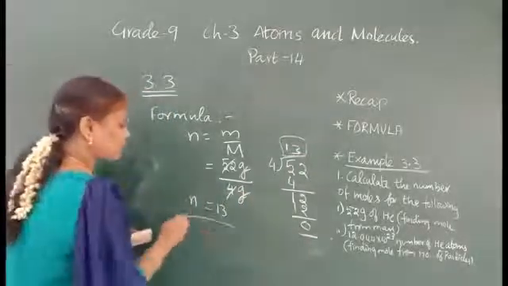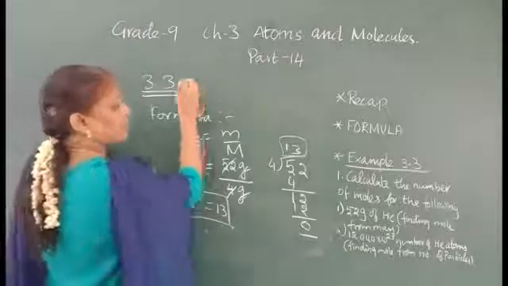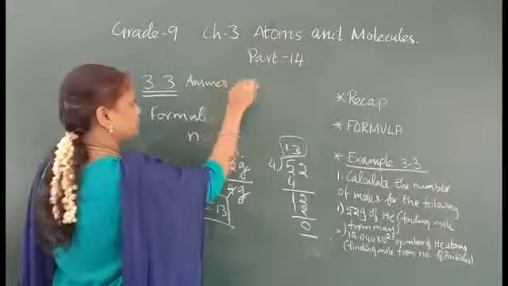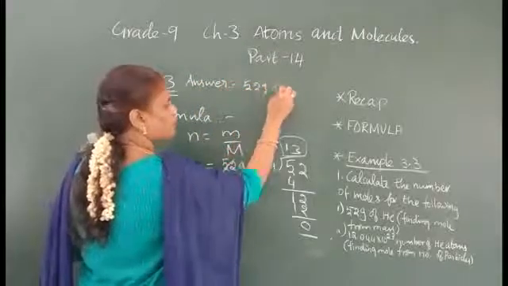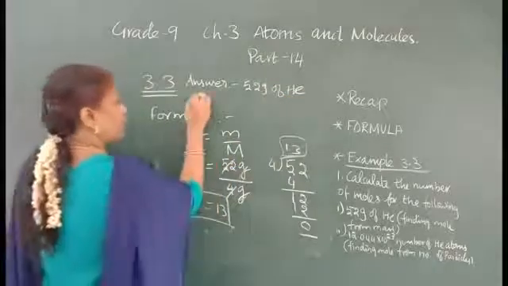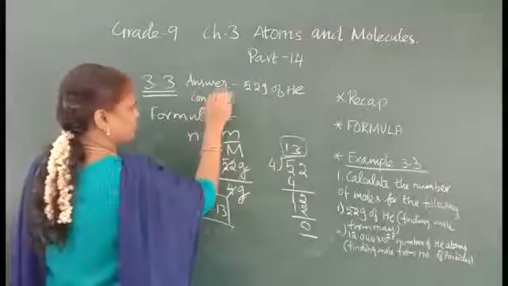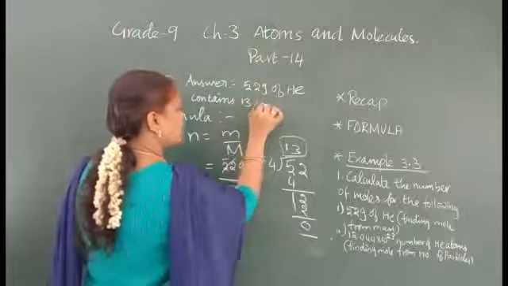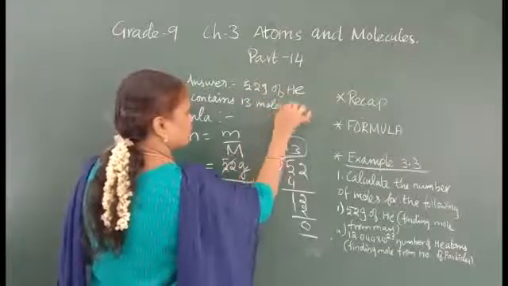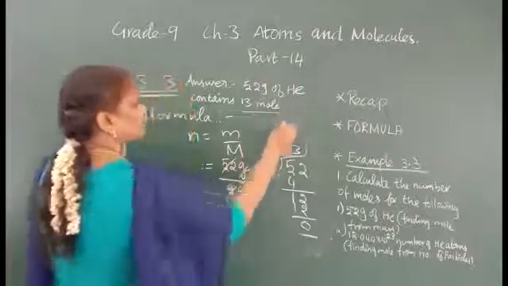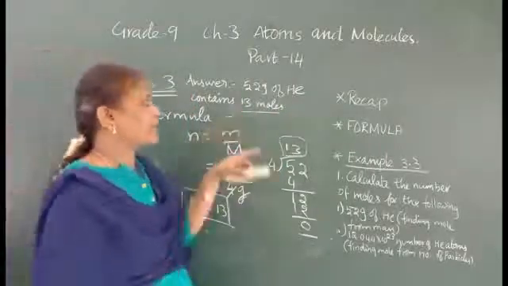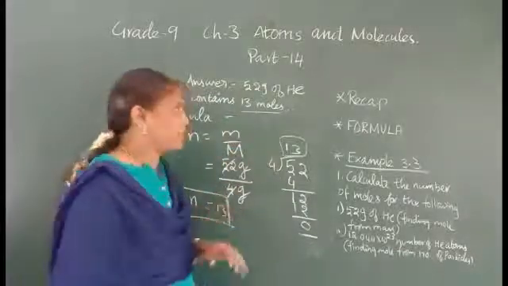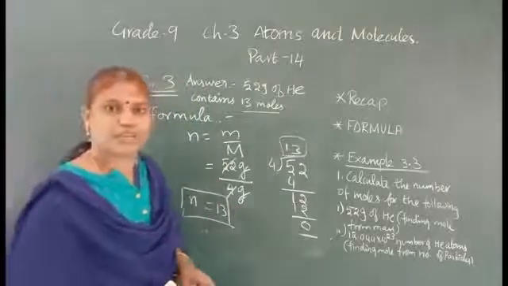So what is the answer? Number of moles equal to 13. How can you write it? Okay. What is the question? Answer: 52 gram of helium contains 13 moles. Okay. How many moles are there in this 52 gram? There are 13 moles. Okay, we have found it. This is the answer. Okay, let us go to the next one.